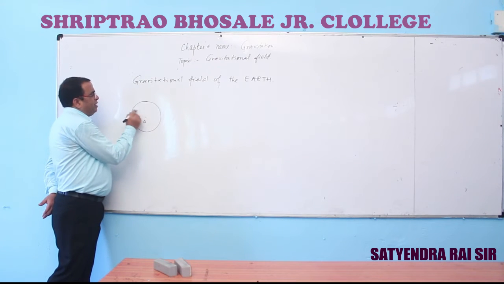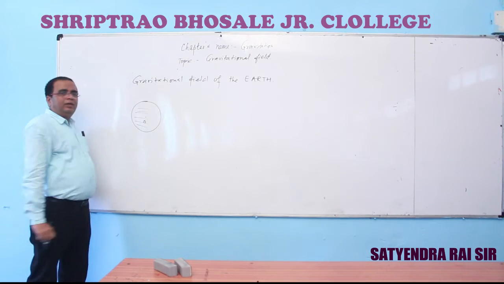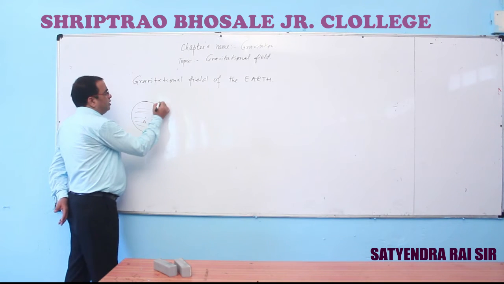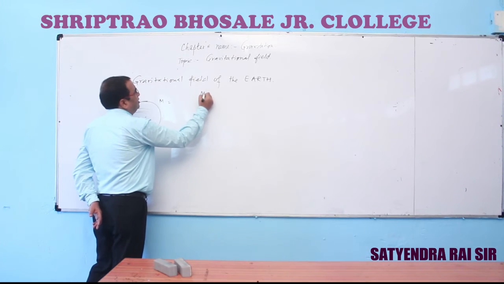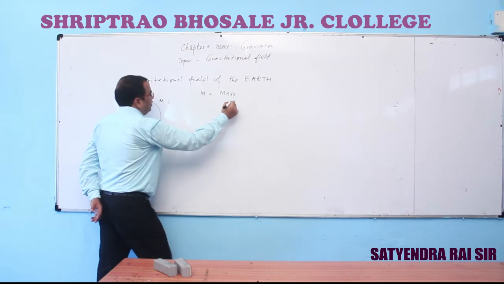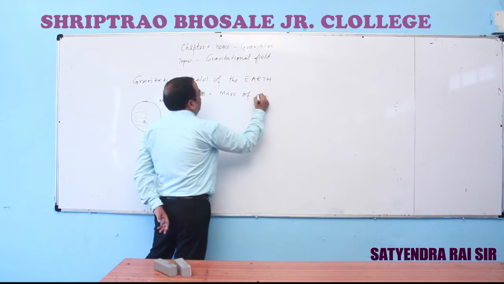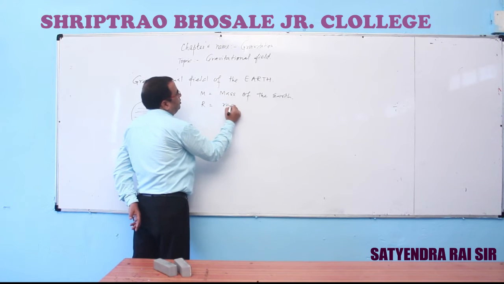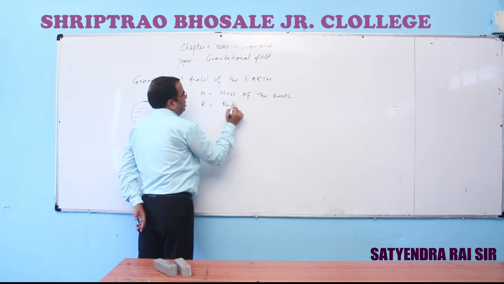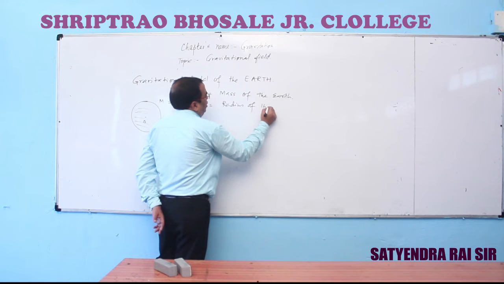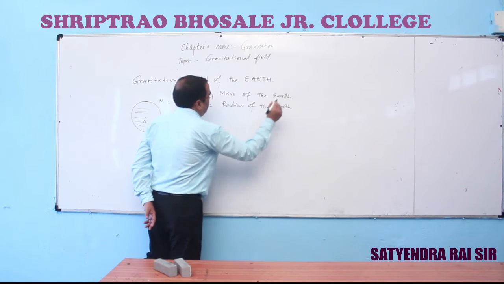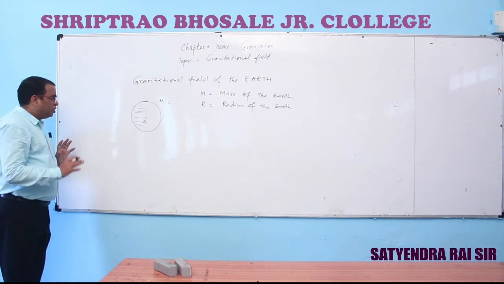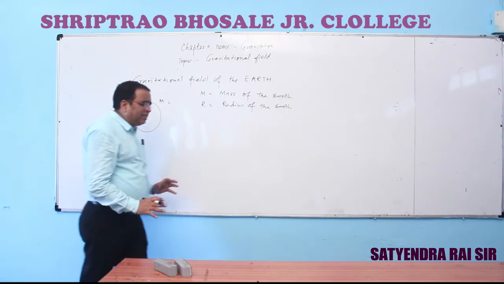Let us see, this is our planet, the Earth, and that is the point O. We know well our Earth, let M represent the mass of the Earth, and R represent the radius of the Earth. M represents the mass of the Earth, R represents the radius of the Earth. So we can repeat the process.